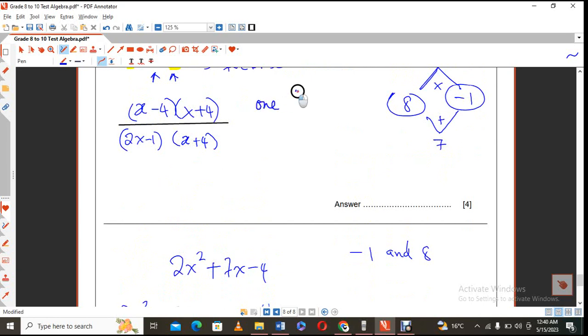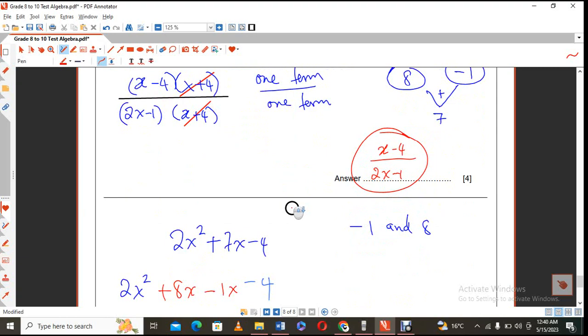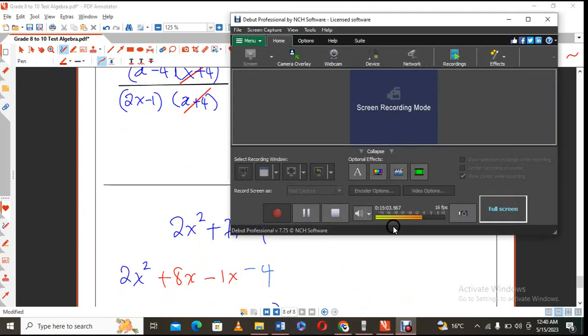It should be one term divided by one term, and once you do that, you can actually go ahead and cancel out common factors. So x plus 4 and x plus 4 cancel, and I'm left with, and that is the final answer, x minus 4 all over 2x minus 1. And that is the answer for that part. Good luck with your studies.